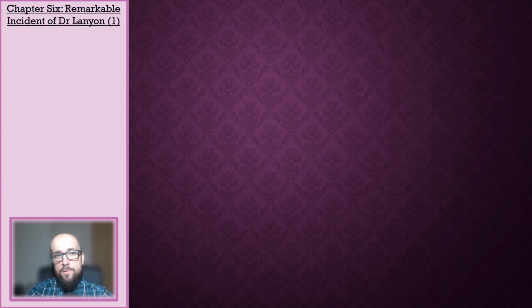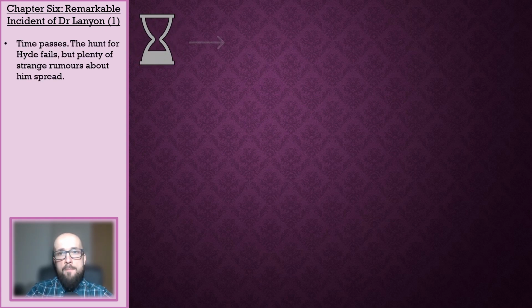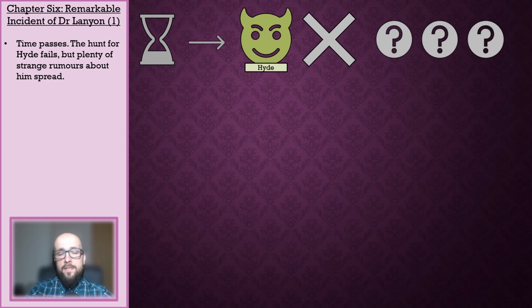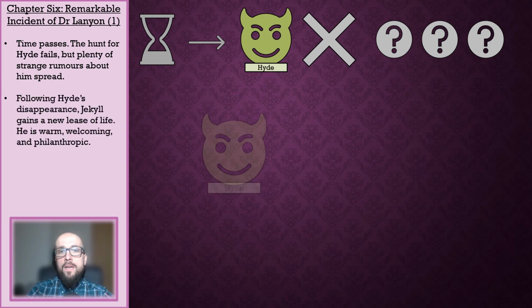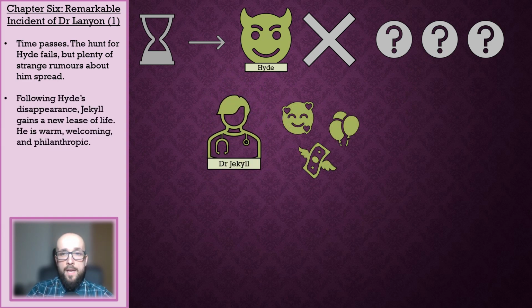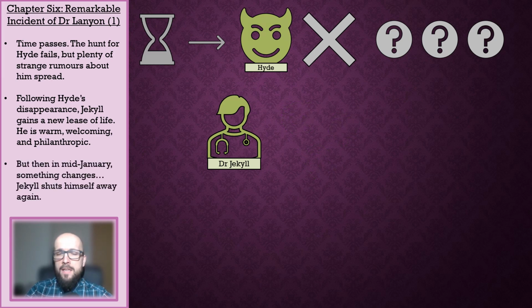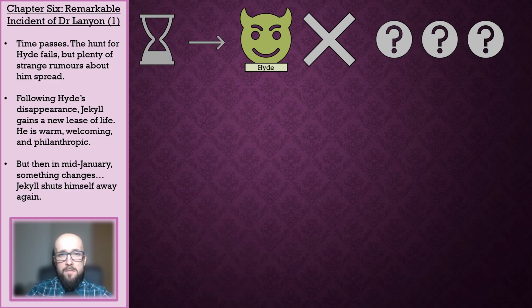So Chapter 6 begins with another stretch of time passing. In this time, the hunt for Hyde fails, but lots of strange rumours about him begin to spread. Now, in the time since Hyde has disappeared, Dr. Jekyll has gained a new lease of life. He is friendly to everyone around him, throws even more parties and dinners than usual, and becomes increasingly philanthropic, giving money to charities and the church alike. But then, in mid-January, something suddenly changes, and Jekyll shuts himself away from the outside world once more.